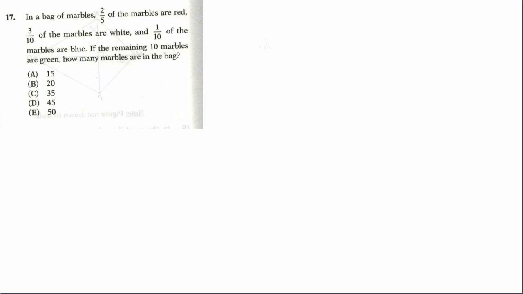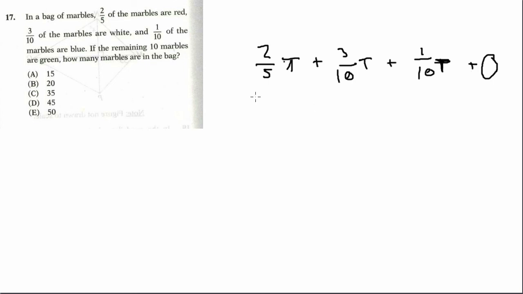Okay, so we know that we have 2/5 of the total plus 3/10 of the total plus 1/10 of the total plus whatever is the remaining proportion is all going to be the total here. So plus some number of green is going to be equal to t. Okay. All right. So simple algebra.